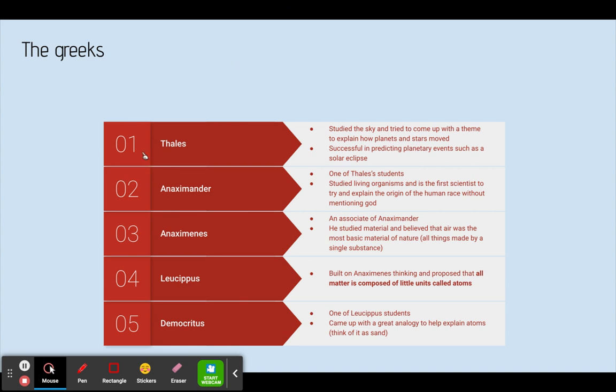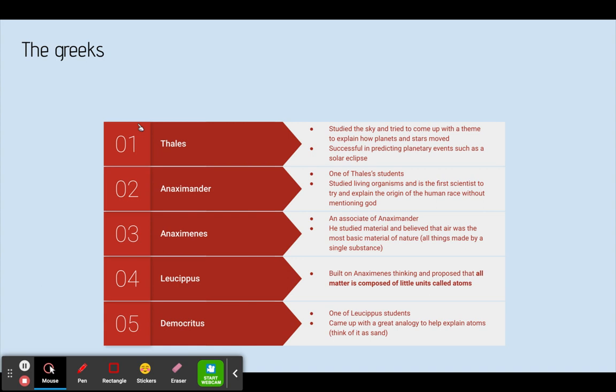Now we're going to be talking about the 5 different Greek scientists that were really important. The first one was Thales. He studied the sky and tried to come up with a theory to explain how planets and stars move, and was successful in predicting planetary events such as solar eclipses. Anaximander was one of Thales' students and studied living organisms, and he was the first scientist to try and explain the origin of the human race without mentioning God.